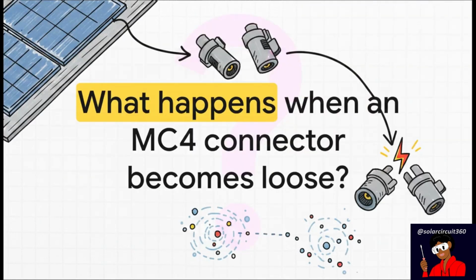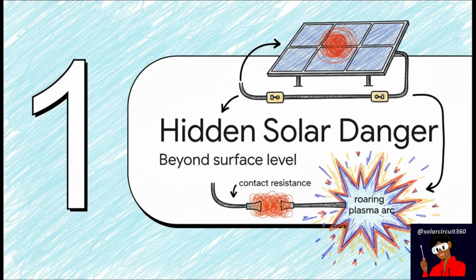So it naturally begs the big question, right? What actually happens when an MC4 connector becomes loose? Well, to figure that out, we kind of have to zoom way in. We need to transition from the macro view of those big, shiny solar panels on your roof, all the way down into the atomic level physics of a failing electrical connection. Okay, part 1, the hidden solar danger, and moving past surface level observations.